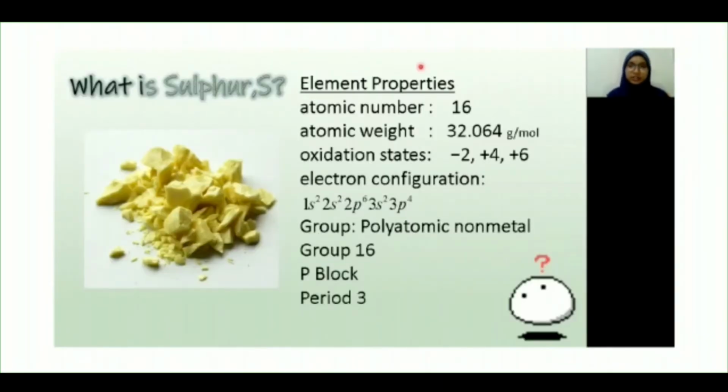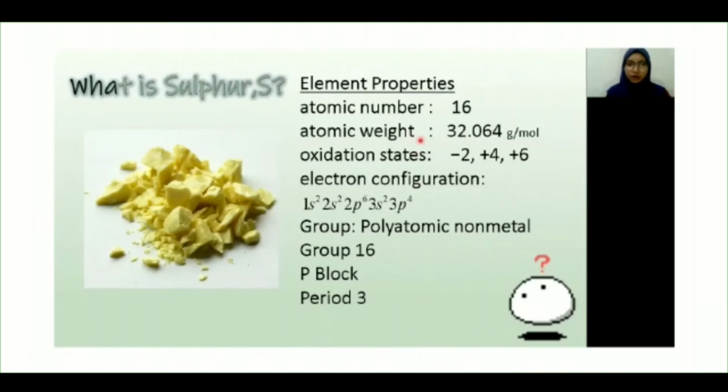So we go to the properties. The atomic number is 16, which is related to the electron configuration here. We can see 1s2 until 3p4. When we total up all the small numbers above the orbitals, we get the atomic number back, so it is the total of the electron number and also the proton number.